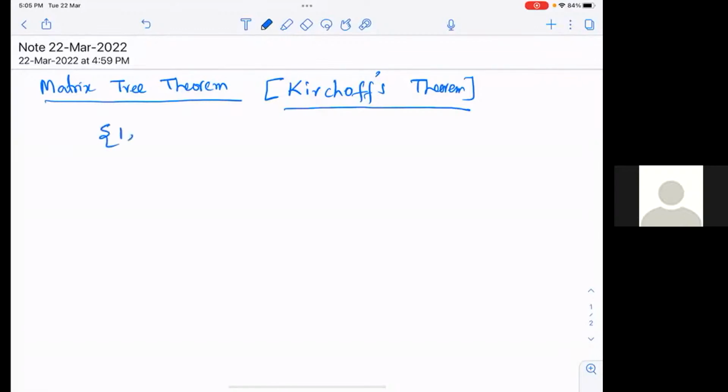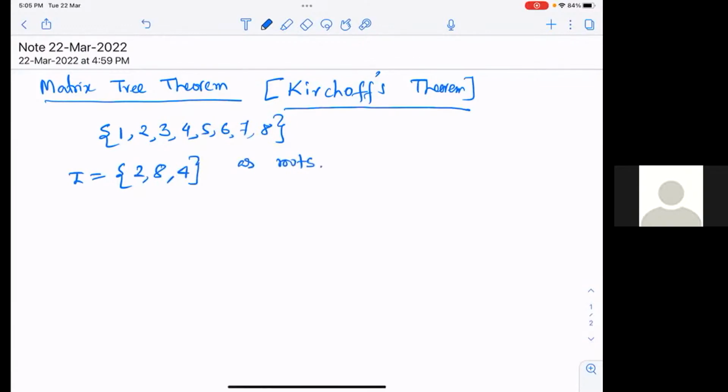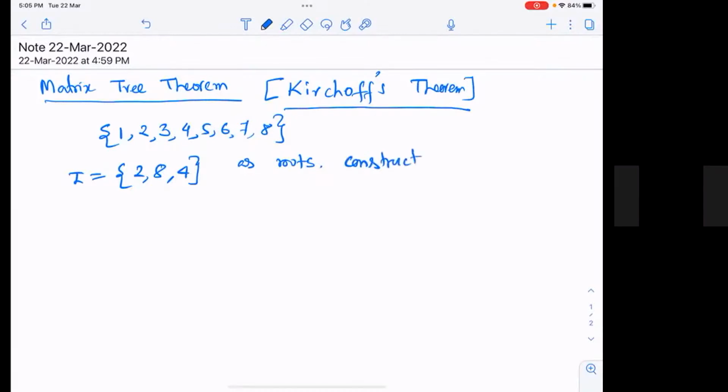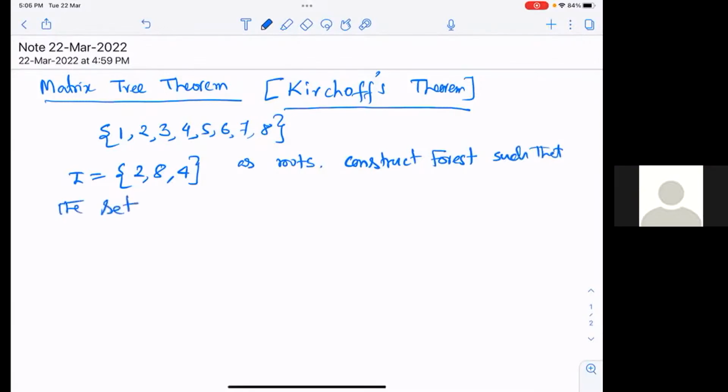So let's look at 8 vertices. And I tell you to take the set I equal to, let's say, {2, 8, 4} as roots, and construct a forest such that the set I is the roots of the trees in the forest. I have not stated the theorem yet, I'm just giving you some background.